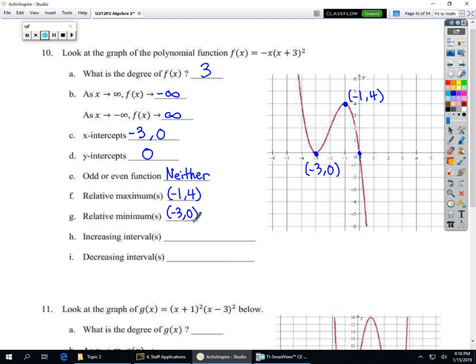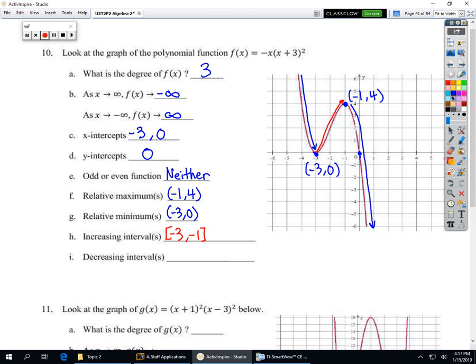Right? Last thing is increasing intervals and decreasing intervals. So it is increasing once here, and it is decreasing here and here. So let's do the increasing intervals first. It's increasing from the -3 all the way to the -1. So it's increasing from -3 to -1. Don't use the y values, only the x values.